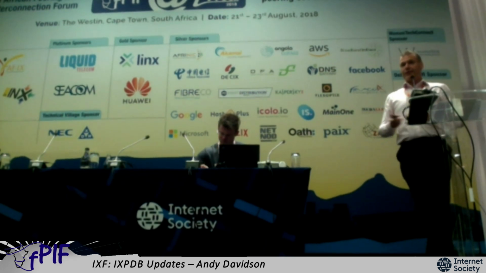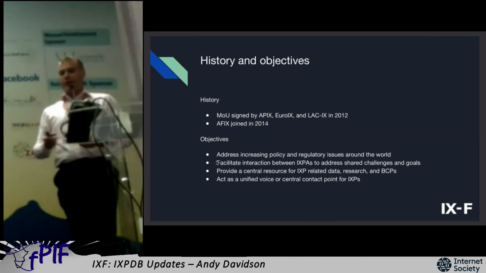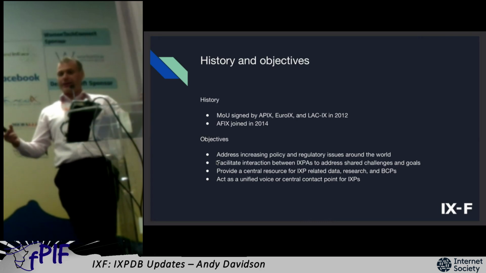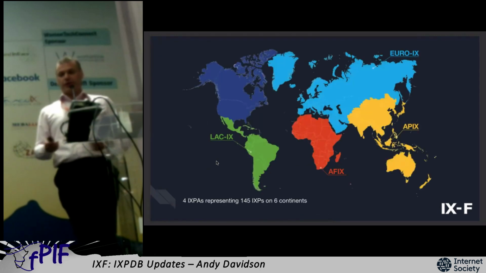The IXF was created when an MOU was signed between APIX in Asia, EuroIX, and LACIX in the Latin America region in 2012. And we're pleased to say that AFIX joined in 2014. So there are 4 IXPAs representing 145 internet exchange points across 6 continents.